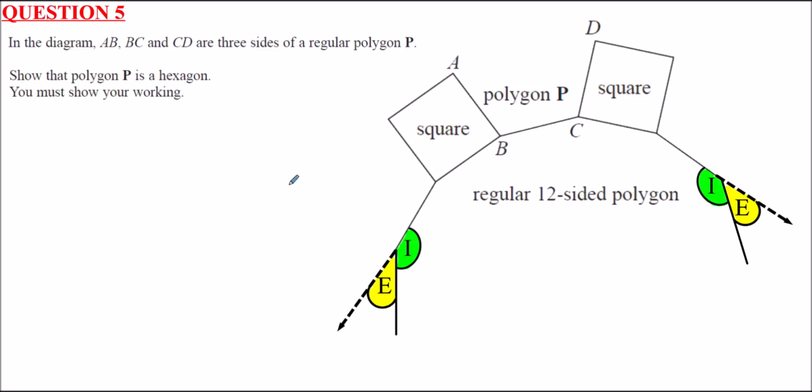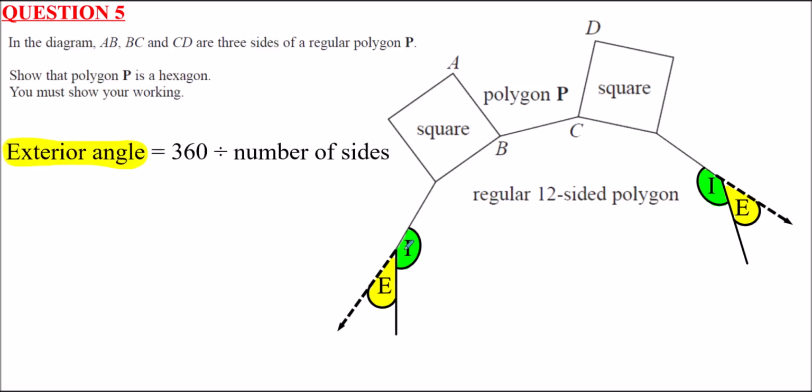So I and E, the interior and exterior, do relate to each other. First of all, we can say that the interior and exterior add up to 180, because angles on a straight line add up to 180. But like I've revealed here, the exterior angle for any regular polygon is always going to be 360 divided by the number of sides. Because this is a regular 12-sided polygon, we can do 360 divided by 12 to work out the exterior angle of the 12-sided polygon.